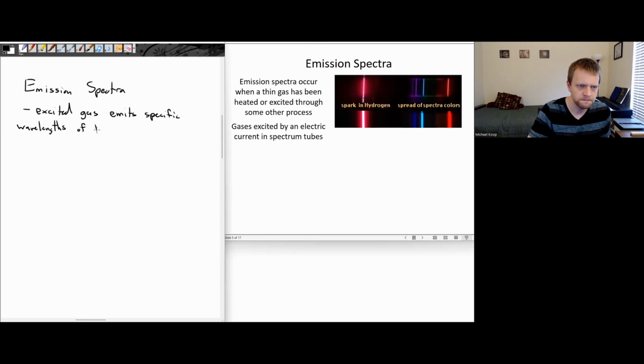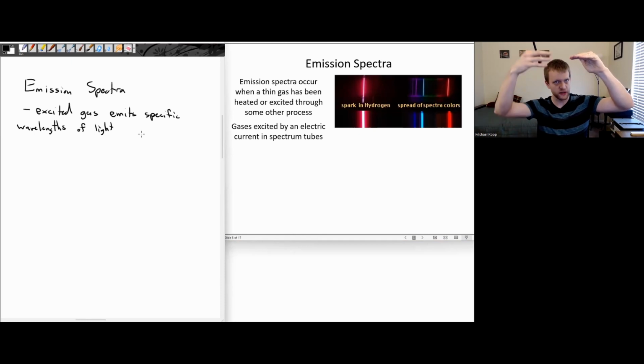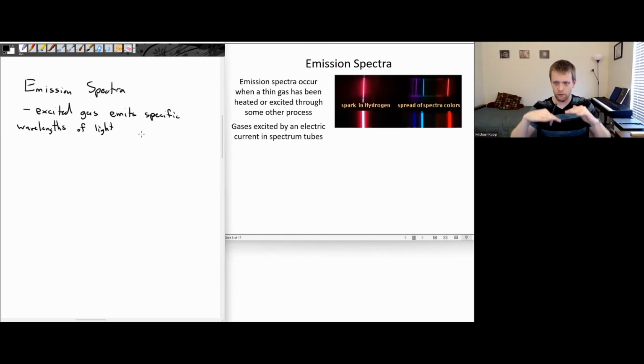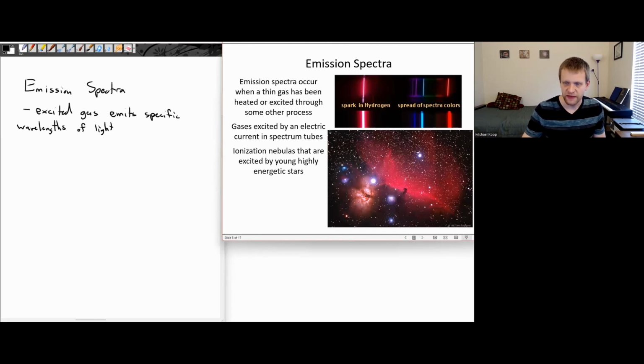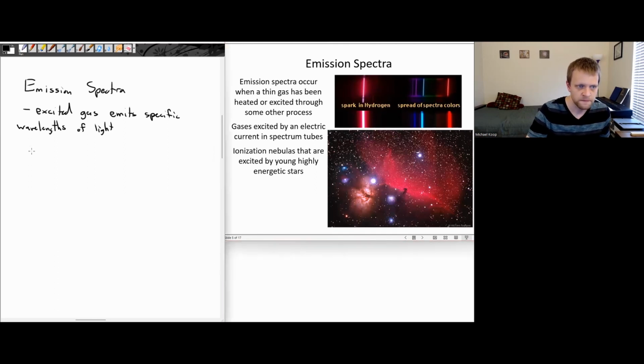Wavelengths of light. When the electrons go from those high energy states, because it's already been excited, and try to fall back down to lower energy states, we get a spectrum that looks like a few bands of light. So the spectrum looks something like this.